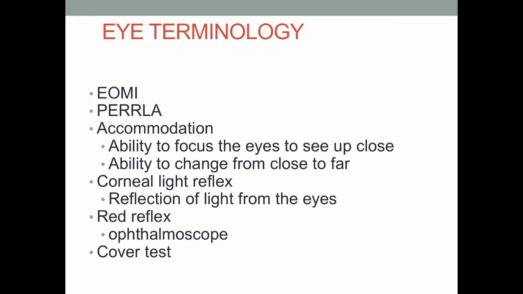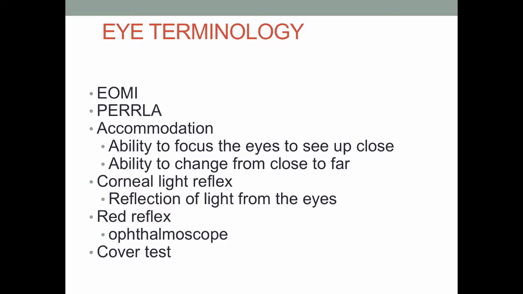Now, when we're doing the eye exam, we want to think about some terminology for documenting what we're finding. And you remember EOMI means the extraocular movements are intact. PERRLA means the pupils are equal, round, reactive to light and accommodation. And accommodation means the ability to focus the eyes to see up close and the ability to change from close to far. The corneal light reflex is the reflection of the light from the eyes, and the red reflex is from the ophthalmoscope. And then we have the cover-uncover.